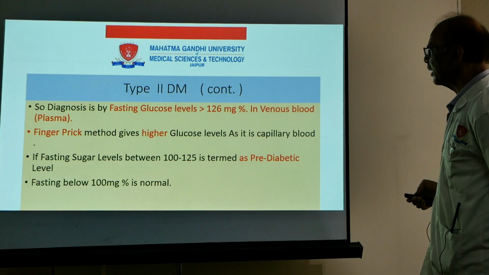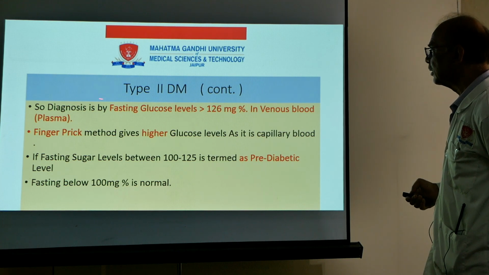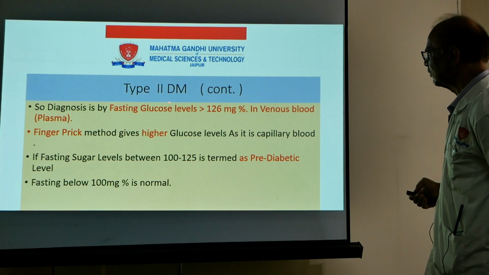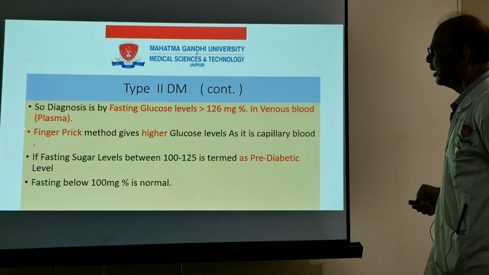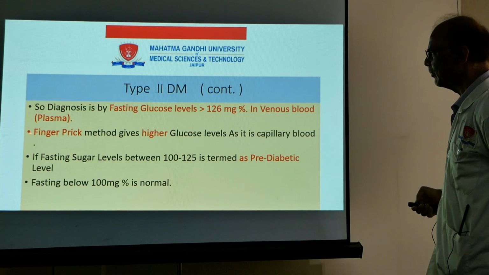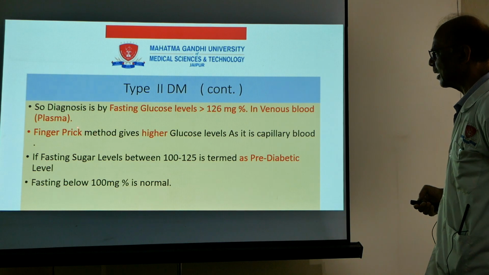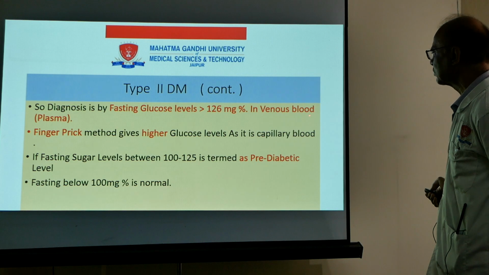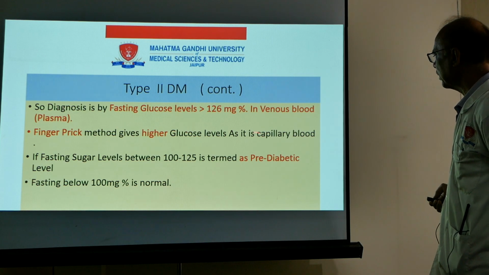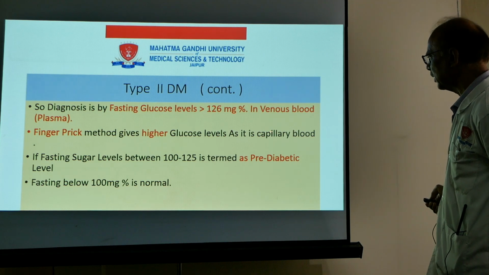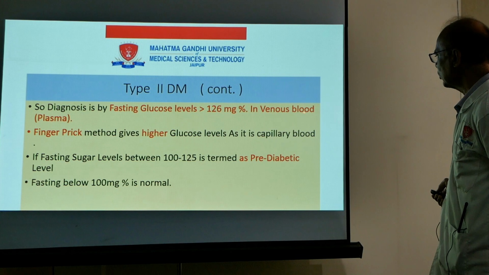So type 2 diabetes mellitus should be diagnosed by fasting glucose level more than 126 in venous blood samples, which is done in our laboratories. Another is self-monitoring blood glucose by the fingerprick method. Nowadays these instruments are available at very cheap cost, and the strips are also affordable. They usually give a higher glucose level as compared to venous blood because sugar level is high in capillary blood. This finger prick checks capillary blood, so levels are a little higher as compared to venous blood.